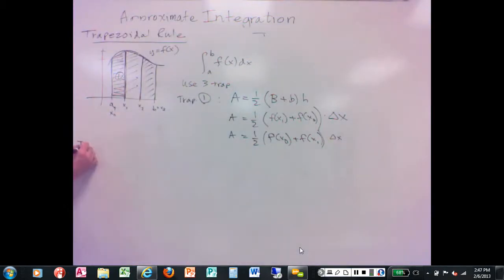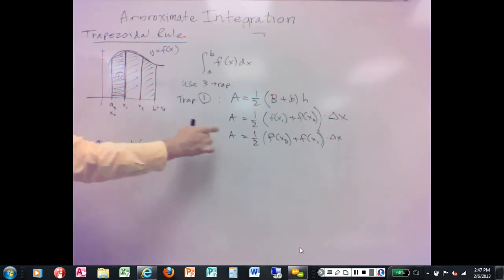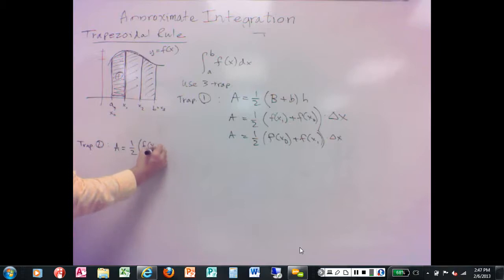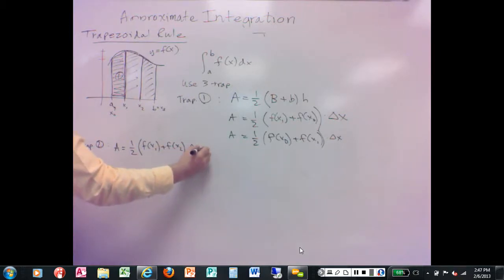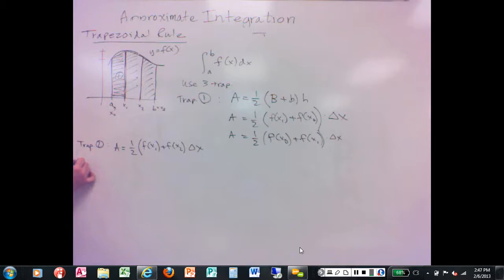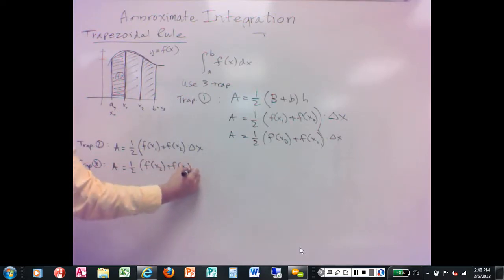Trapezoid 2 would be a equals 1/2. Well, it's going to be the same thing, except the function values are with x1 and x2, right? So it's going to be 1/2 of f of x sub 1 plus f of x sub 2 times delta x. And then what about trapezoid 3? Well, same thing, except with x2 and x3, right? So the area is 1/2 f of x sub 2 plus f of x sub 3 delta x.